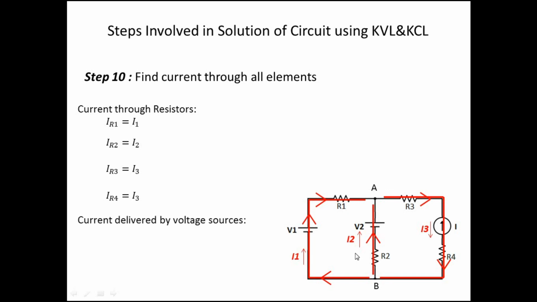And we can find the current delivered by the voltage sources. For this voltage source, the current delivered is I1. And for this voltage source, the current delivered is I2. So these are the steps involved in solving the circuits. With this, we can wind up the session.